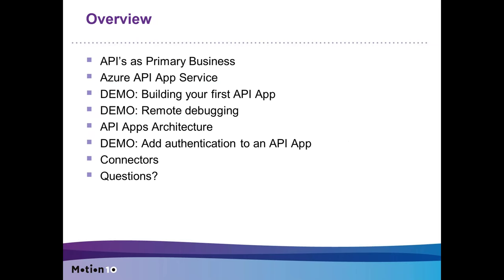So the overview of what I'm going to do tonight: it's only about 12 slides, so not that many slides. I'm going to do three demos. I'm using Visual Studio 2015, so I've created a virtual machine with Windows 10, so hopefully everything is going to work. The first demo is a short demo on how to build your API app. The second demo is going to be about remote debugging, so you can also debug your API in the cloud. And the third demo is about how to add authentication to an API app. I'm also going to talk very briefly about connectors, so that's only in the last part. Okay.